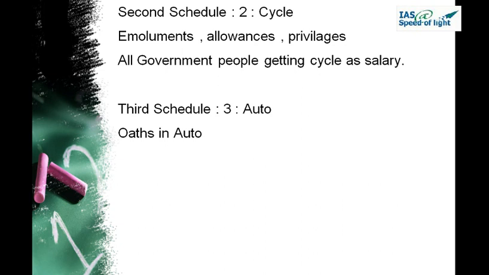So auto, just see a picture where people are taking oaths in auto. Okay, it's very strange. If you can once visualize or imagine that particular picture in your mind, that people are taking oath in auto, your mind will not let you forget it, right? So oath in auto, that is third schedule. Auto is 3 for us, and it deals with the oaths or affirmations. Third schedule. Let's move ahead.